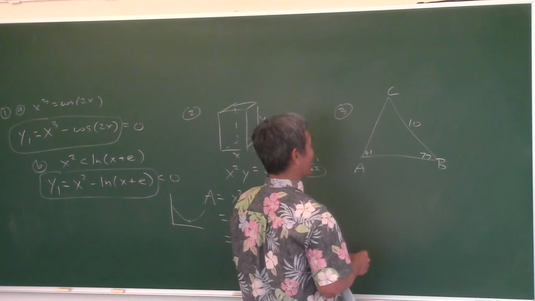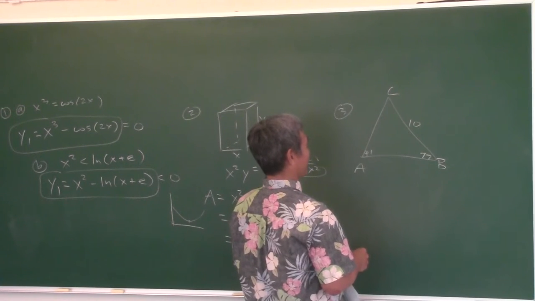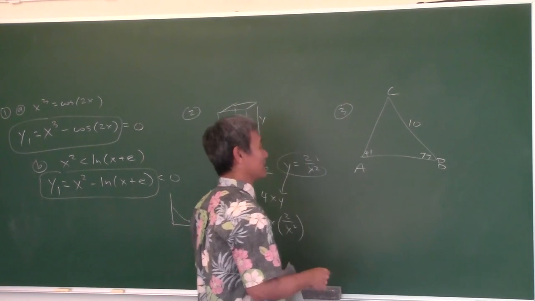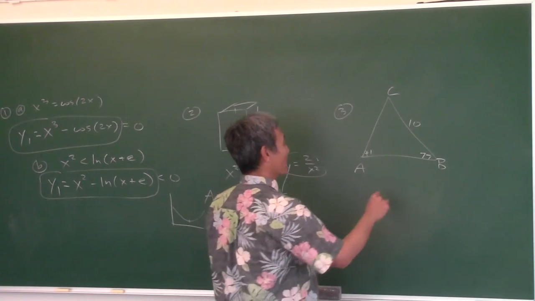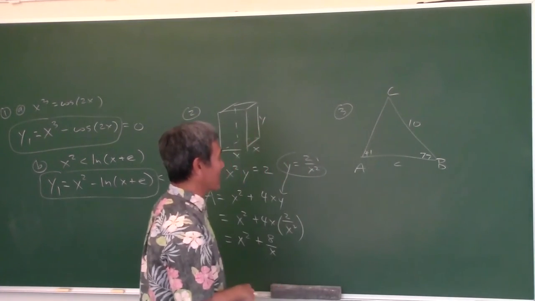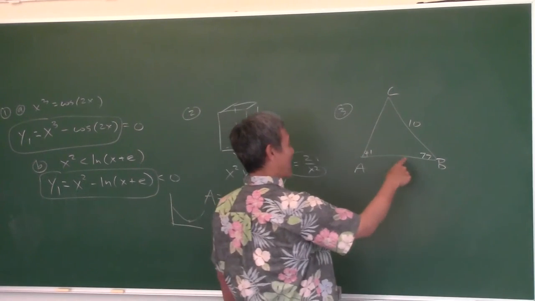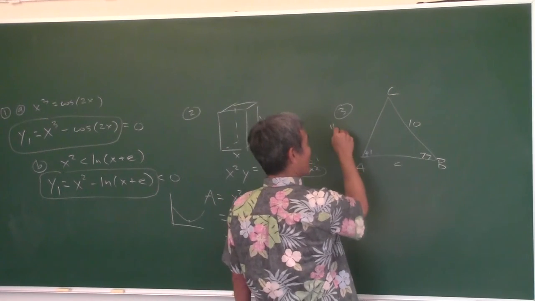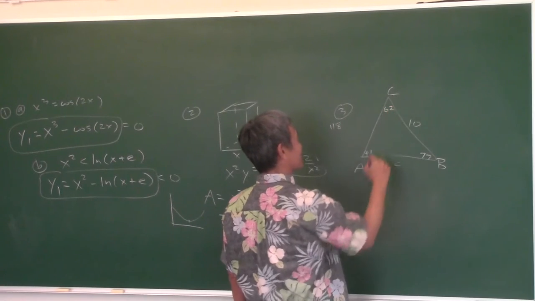So, which side do we want to find? Pick one, and it really doesn't matter. Okay, let's say we want to figure out this side. Then we need to know this angle. Well, all 3 angles of a triangle add up to 180. So, these add up to 118. So, therefore, this is 62 degrees.